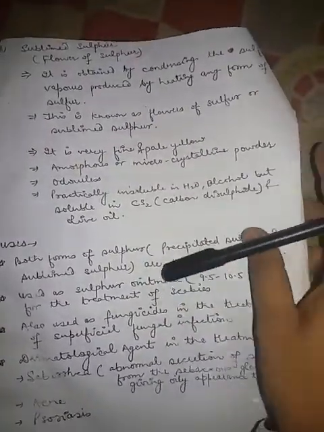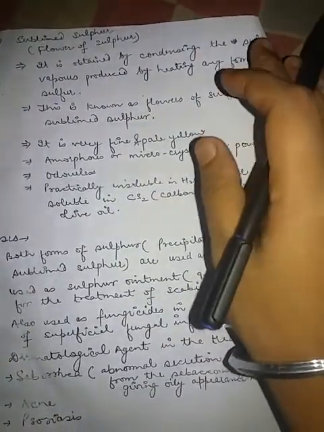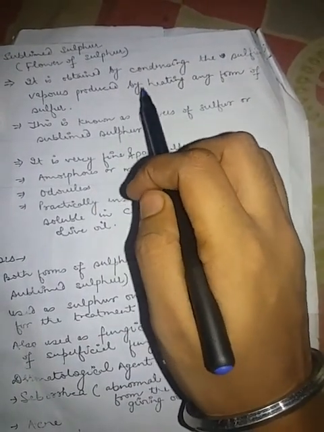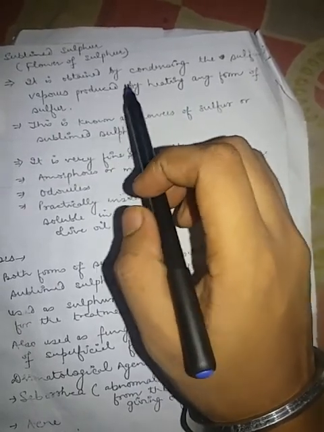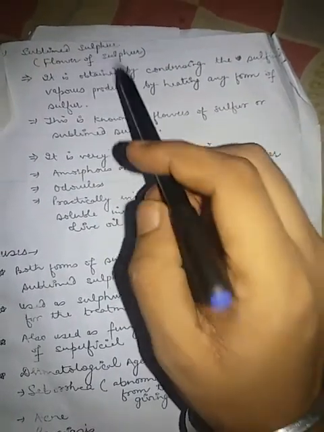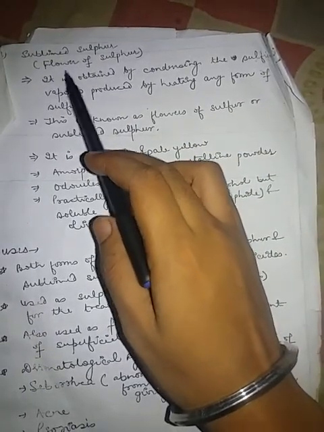Now the sublimed sulfur, which is also known as flower of sulfur. It is obtained by condensing the sulfur vapor produced by heating any form of sulfur. Means if any form of sulfur is heated, we get sulfur vapor, which after condensation gives the sublimed sulfur. So this is known as flower of sulfur.